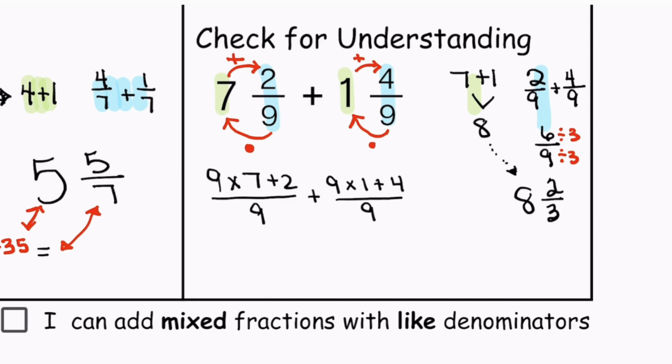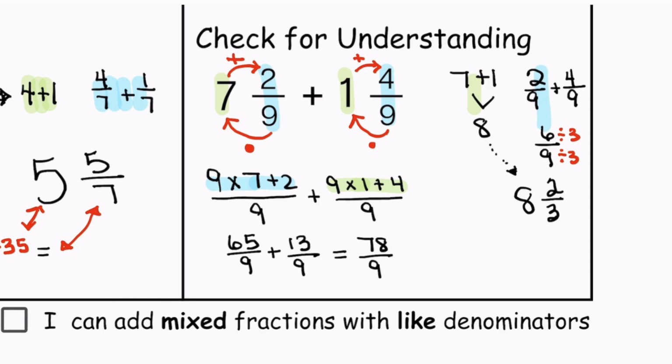All right, let's work this out. 9 times 7 is 63. 63 plus 2 is 65. So this first one gives us 65 ninths. That is way more than 9, so I know that's going to give me a bunch of whole numbers. Here, I have 9 times 1, which is 9. 9 plus 4 is 13, so that also is greater than 9. That's going to give me a few whole numbers as well. So let's just add those together. 65 plus 13 is 78 over 9.